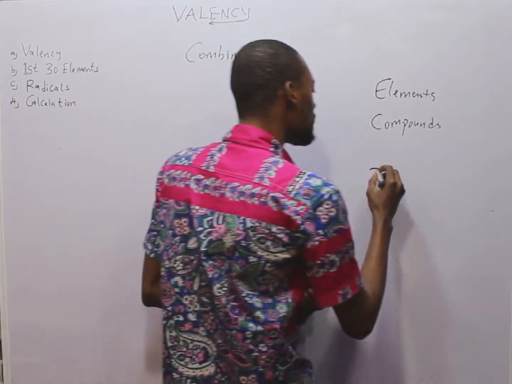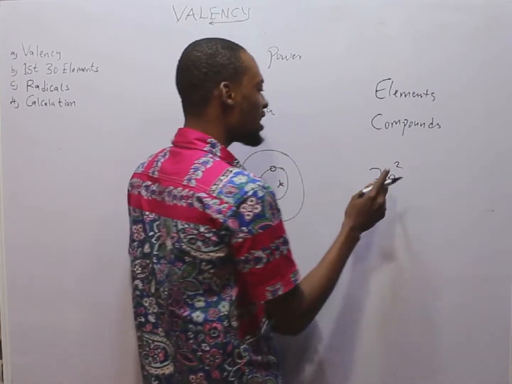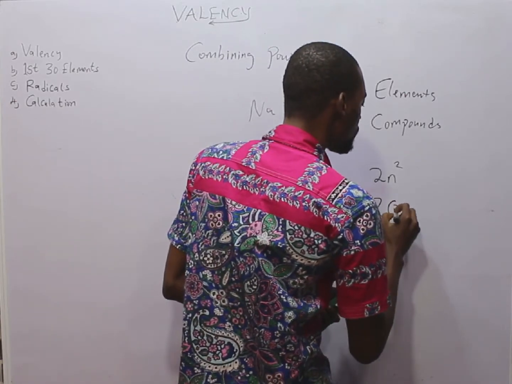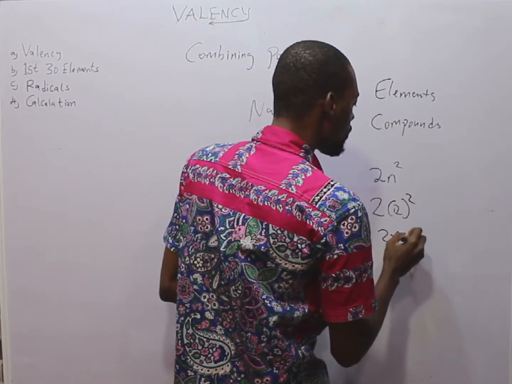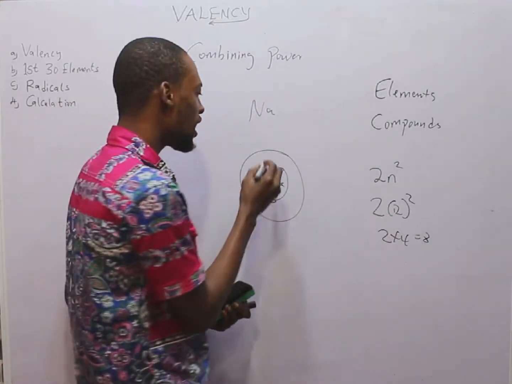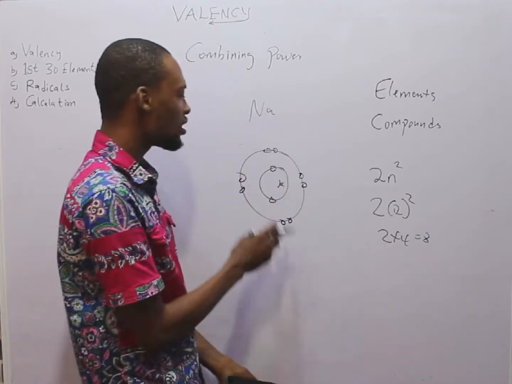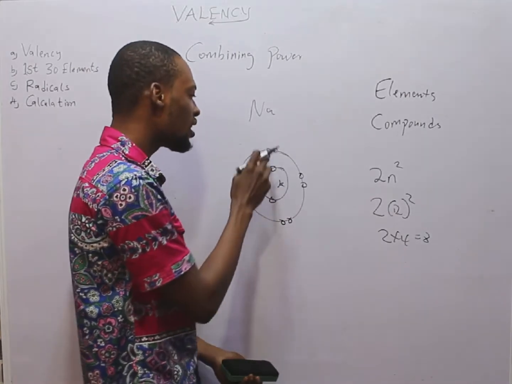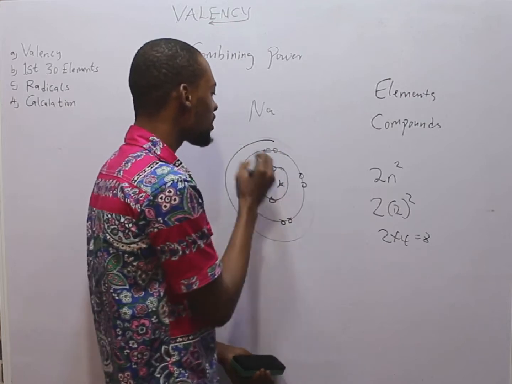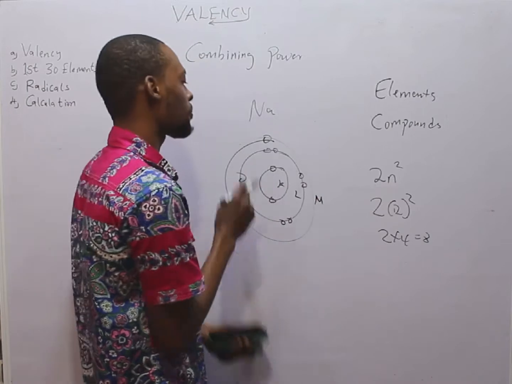Remember, the maximum number of electrons in a shell is 2n squared. So the K shell is the first shell, n is 1, so it carries a maximum of 2. When n is 2, you see 2 times 4 is 8. This second one can carry a maximum of 8: 1, 2, 3, 4, 5, 6, 7, 8. This is hydrogen, helium, lithium, beryllium, boron, carbon, nitrogen, oxygen, fluorine, neon. Sodium is number 11. So this is the K shell, this is the L shell, and this is the M shell.